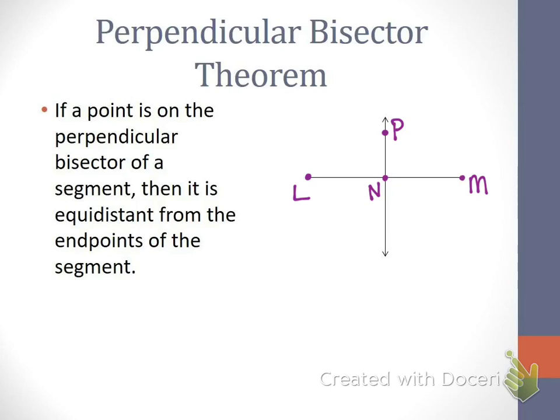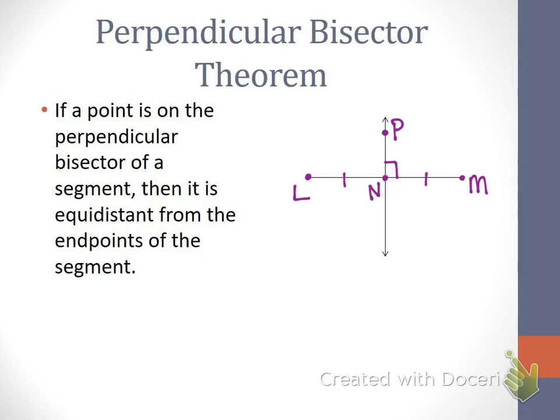So there are a few things we need to know. We need to know that this line PN is a perpendicular bisector. So that means two things have to be true. If it's perpendicular, what does that mean? Right. We've got to have right angles in here. If it's a bisector, what does that mean? What's congruent? Good. LN would have to be congruent to NM.